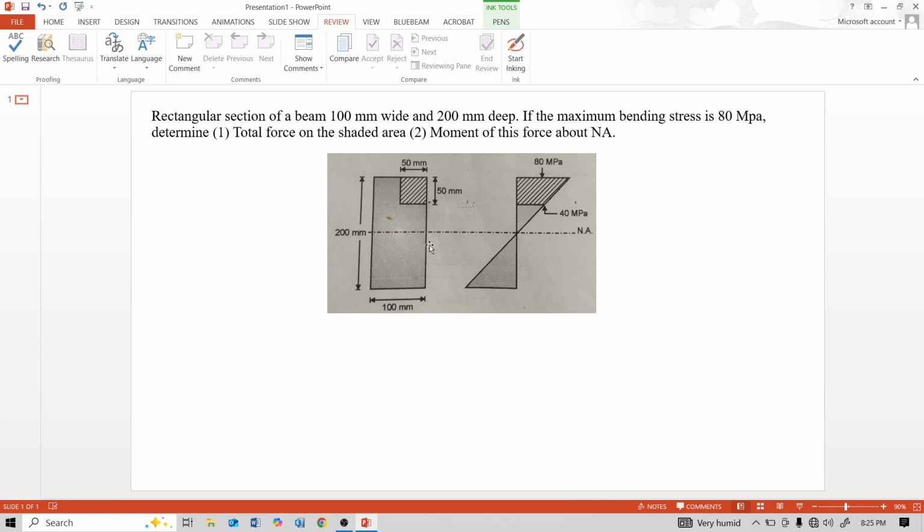See this rectangular cross section with width 100 mm, total depth 200 mm, and this top shaded area 50 mm by 50 mm. And this is the stress diagram for this rectangular cross section. We have to find the total force on the shaded area and, second, the moment of this force about the neutral axis.